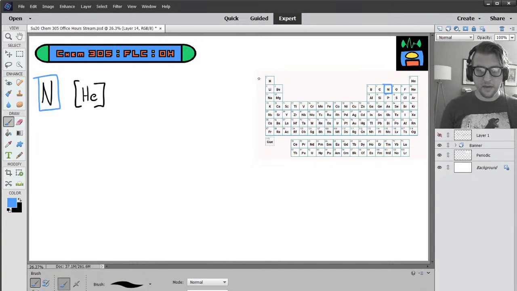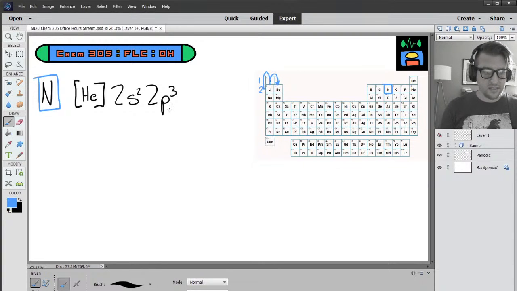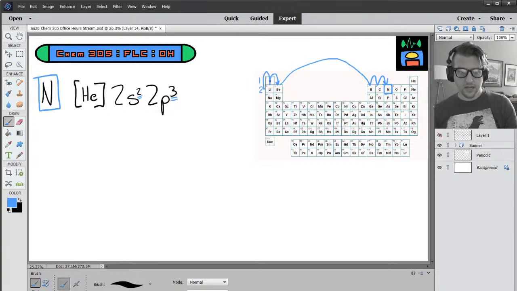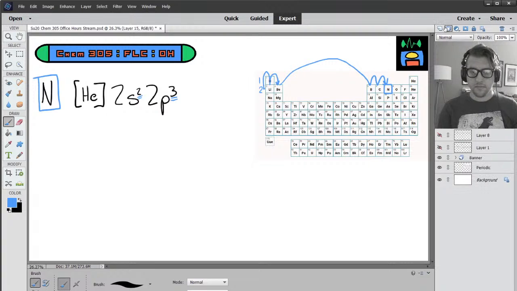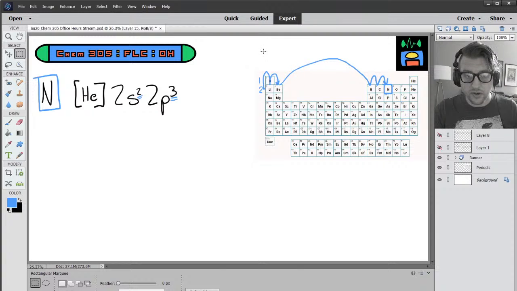It is down on the second period, so 1, 2. So this would be 2s2, 2p3, because you move starting here 1, 2 spaces through the S block, then you jump over to the P block and you go 1, 2, 3. That's where that 3 comes from. All right, so that is where the electron configuration comes from.